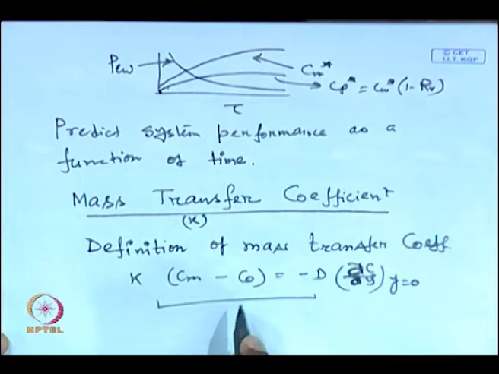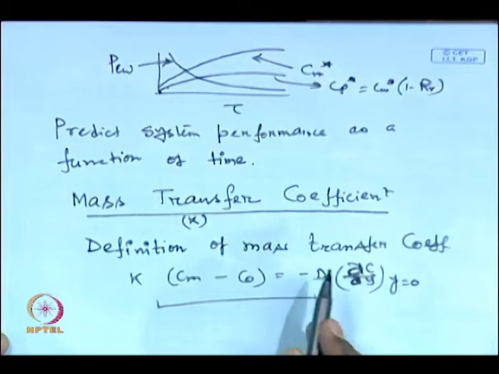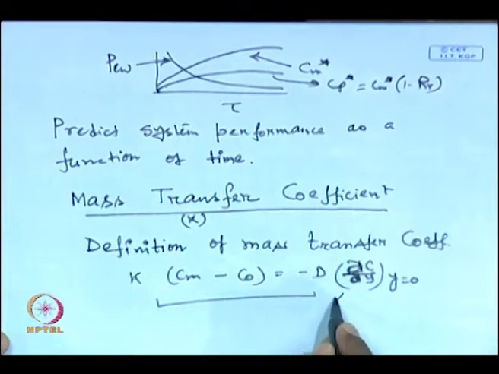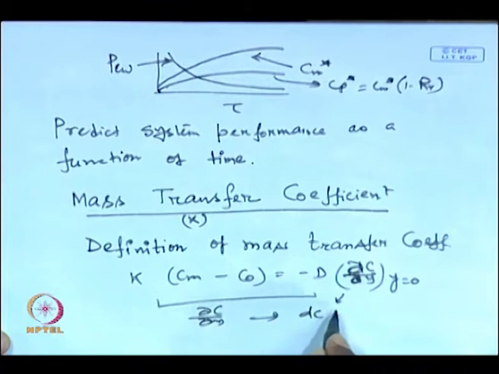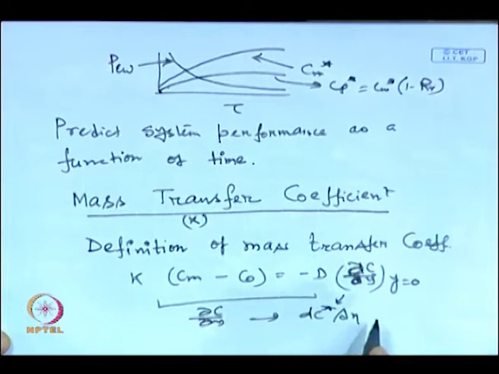Now, I think we have done this exercise earlier in the case of rectangular geometry. We have to replace del c del y in terms of dc star d eta, in terms of the non-dimensional similarity parameter eta, and before that you have to make this equation non-dimensional.